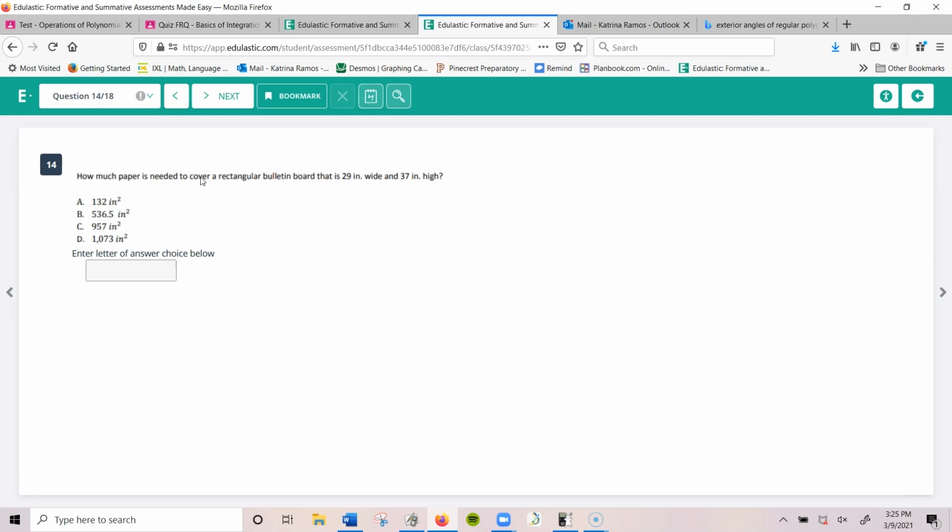How much paper is needed to cover a rectangular bulletin board that is 29 inches wide and 37 inches high? This is area. If you're trying to find the amount of something, how much paper would you need. And you can also see in these units here that it's squared. When units are squared, that indicates area. And how you find area of a rectangle is multiplying the length times the width, or base times the height, whatever you want to think of.